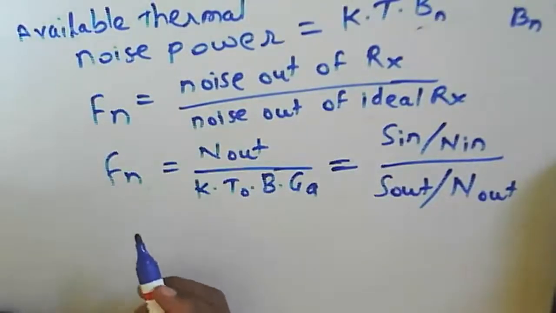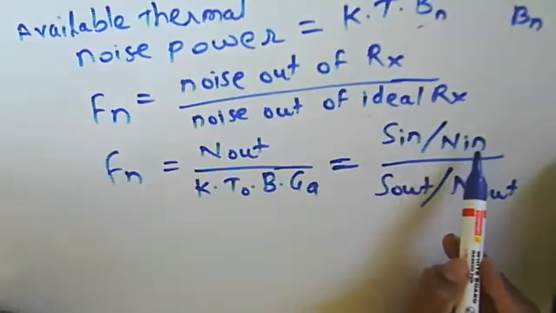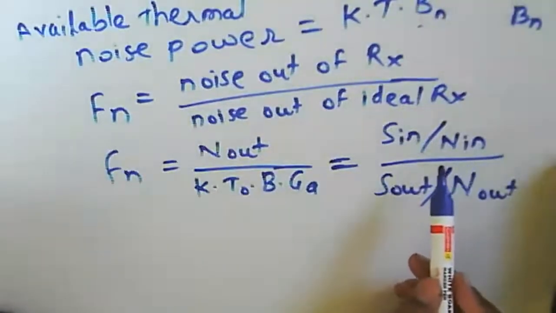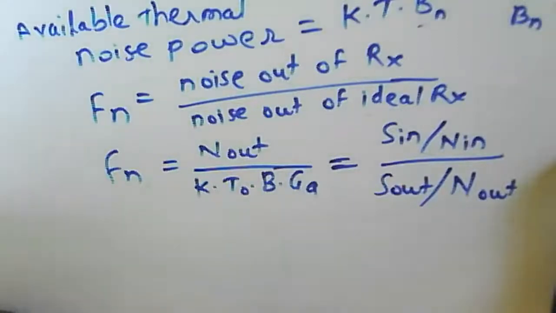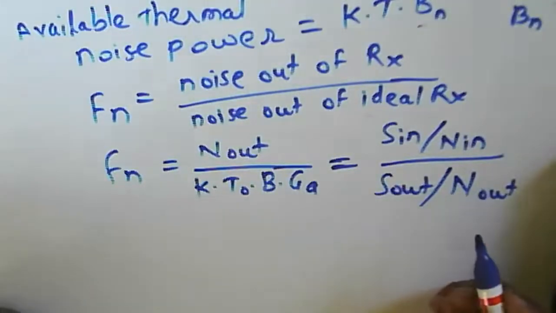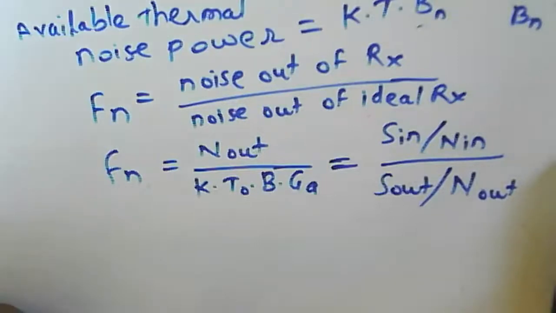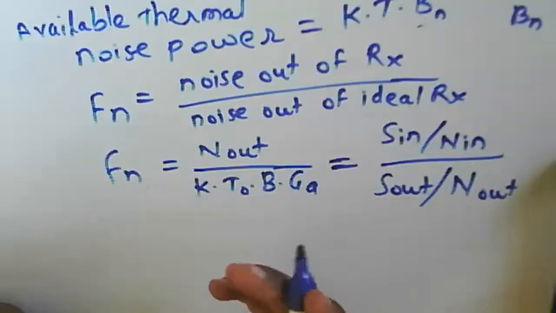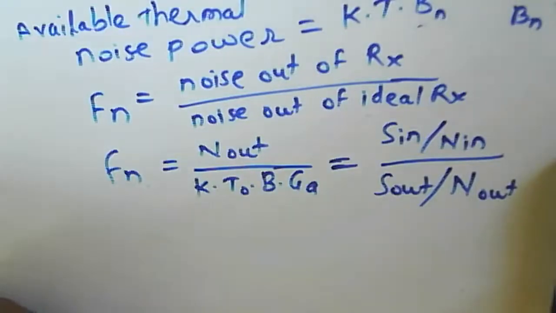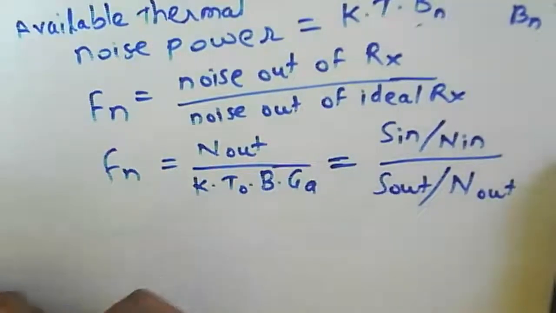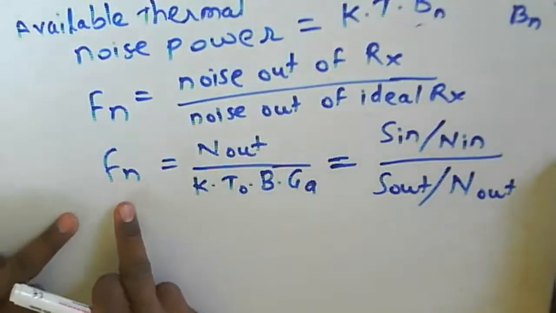Now the term N in is the input noise in the ideal condition, input noise in the ideal condition, that is kT0B. And N out is the output noise with respect to the given gain of the receiver. So that is the output here. So now this is the noise figure.